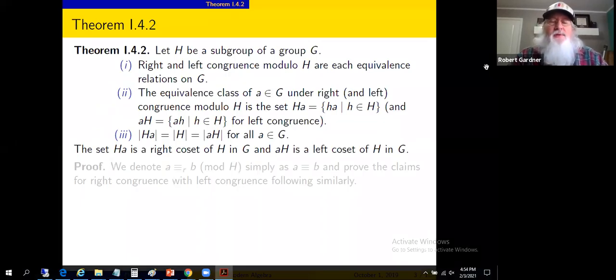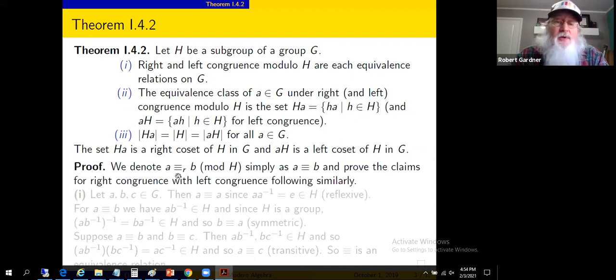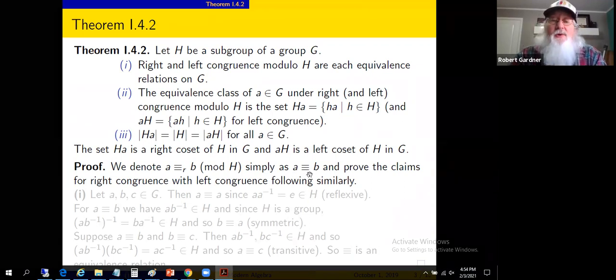So we've got three claims, none of them terribly complicated. First claim: right and left congruence modulo H are in fact equivalence relations. Let's denote right congruence simply as congruence. We'll go through the argument for right congruence. The argument for left congruence is very similar.